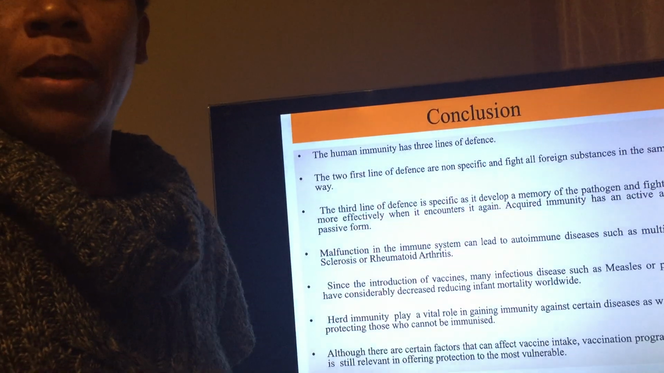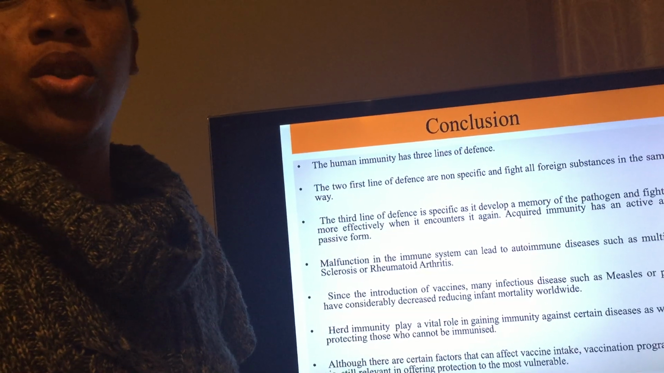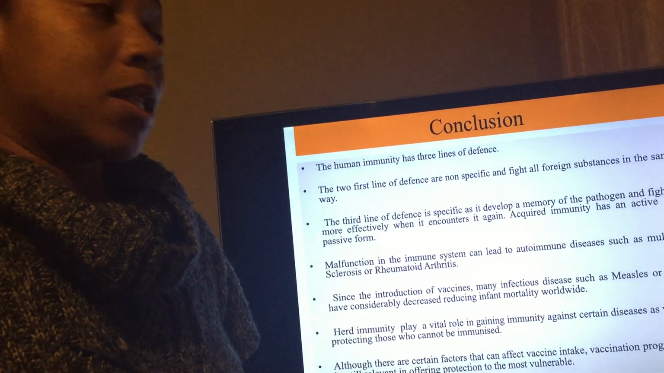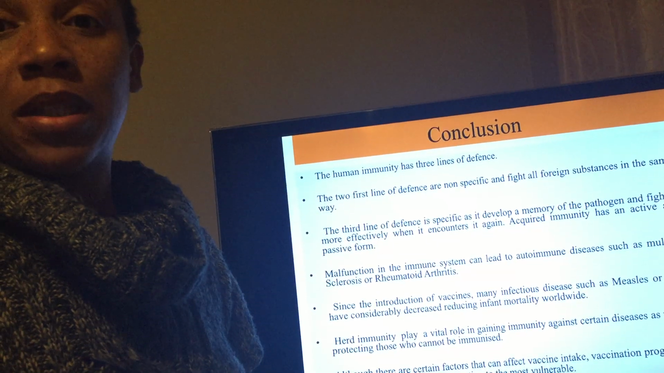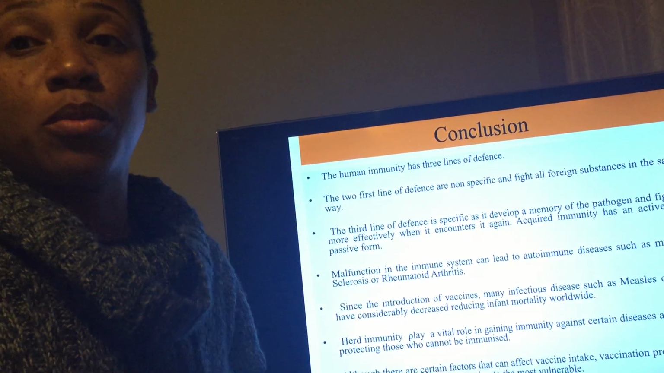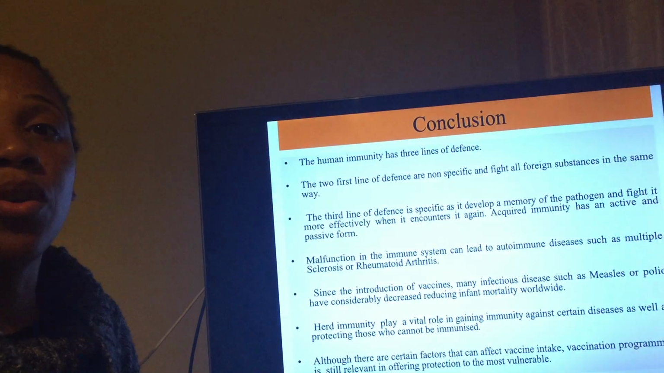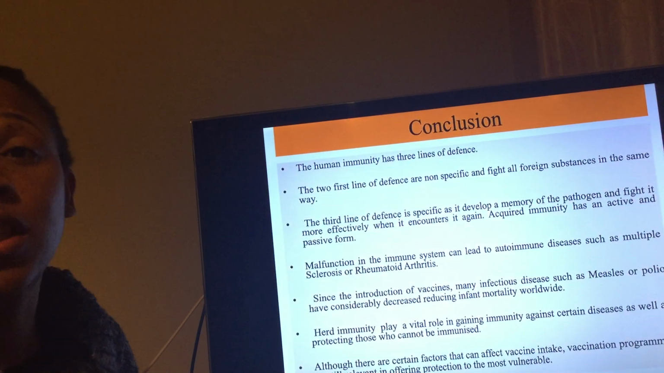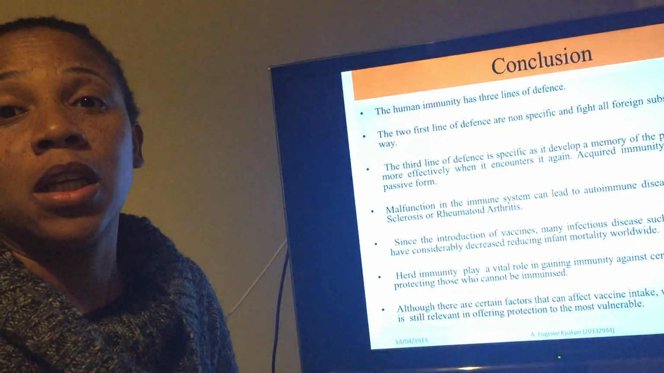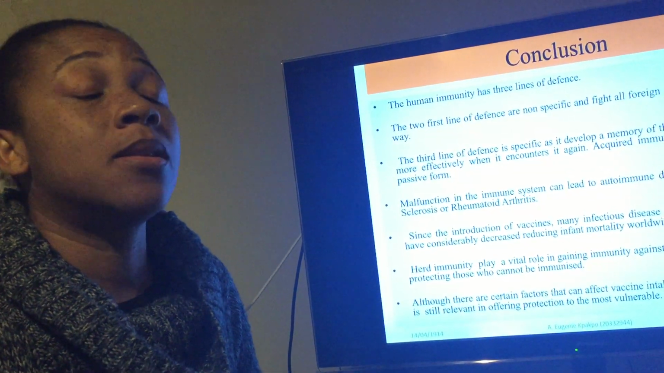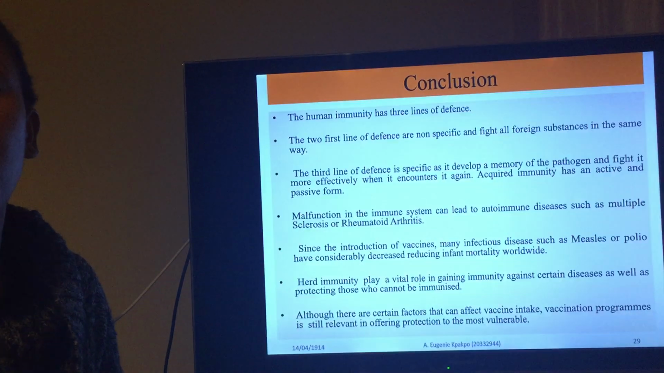Hypersensitivity can happen in the immune system, leading to allergy or more serious conditions such as autoimmune diseases. The introduction of vaccines has seen the decrease of childhood mortality and the eradication of many infectious diseases such as measles and polio. Herd immunity is crucial in gaining immunity against infectious diseases and protecting the vulnerable.